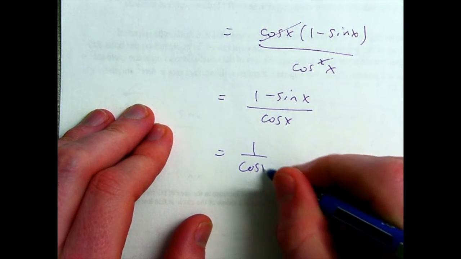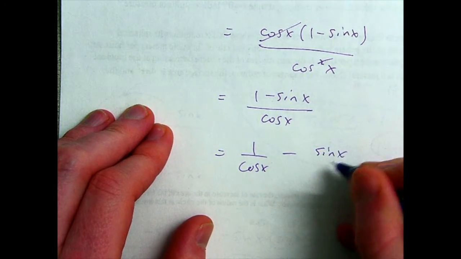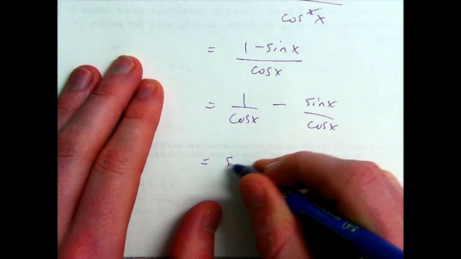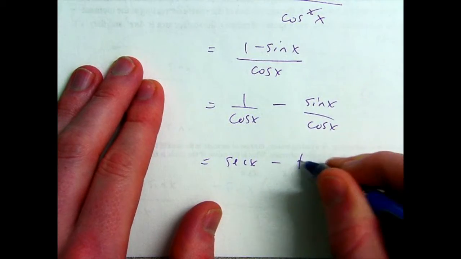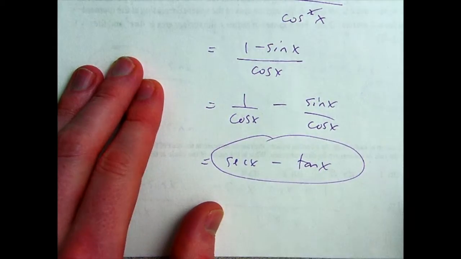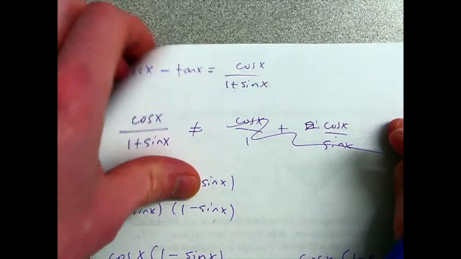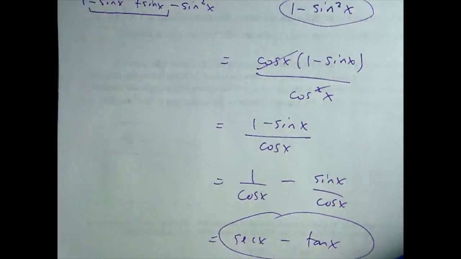So I have 1 over cosine x minus sine x over cosine x, and 1 over cosine, that's secant x, and then sine over cosine, that's tangent x, and that's the answer. You can, if you want, try to start here and then convert it into this, but I think it's a little bit harder. This is probably the easier way to go.